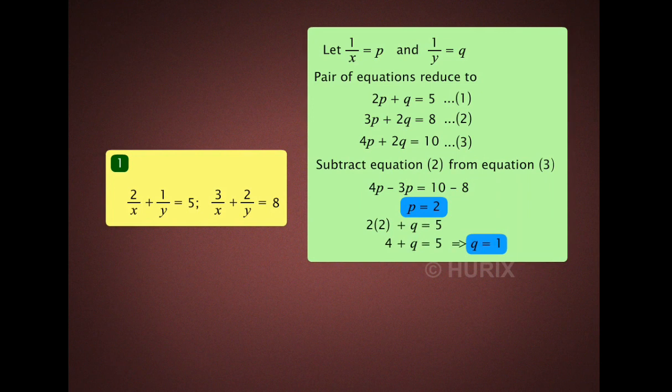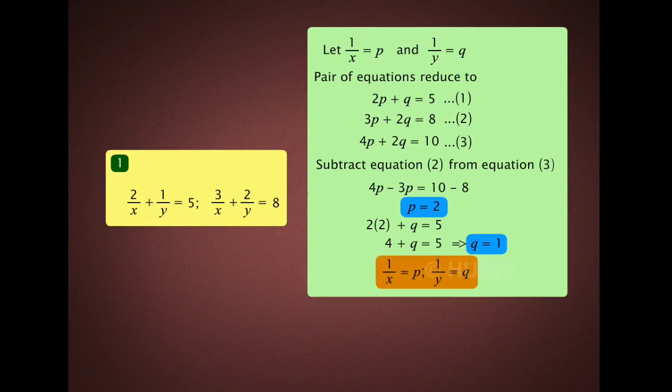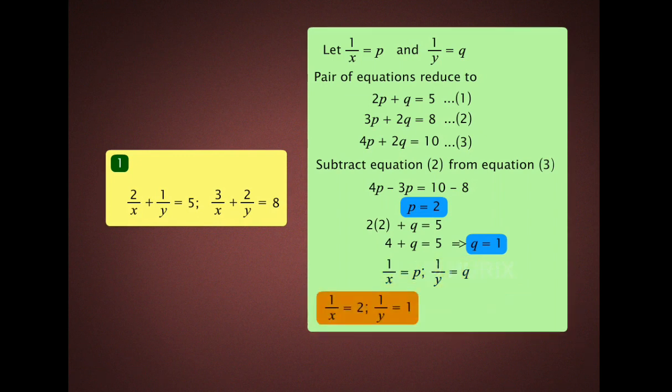Wait, we're not done yet. Our original equations were in variable x and y and not p and q. So, we have to obtain the values of x and y. We know that 1 by x is equal to p and 1 by y is equal to q. Substitute the values of p and q to get the values of x and y respectively. So, x is equal to half and y is equal to 1.